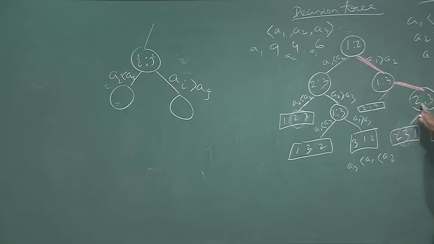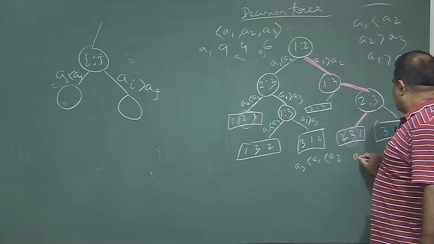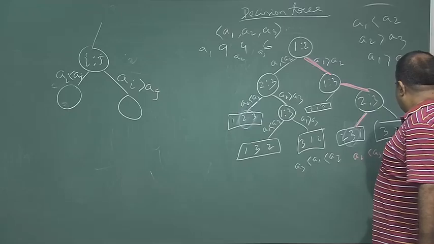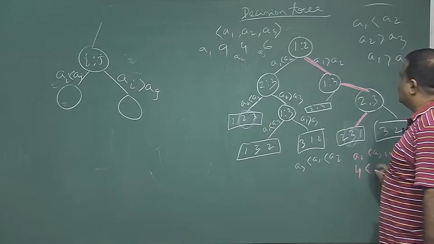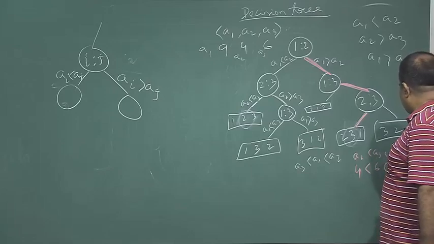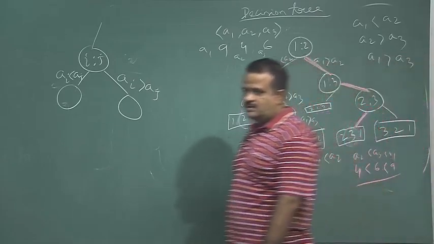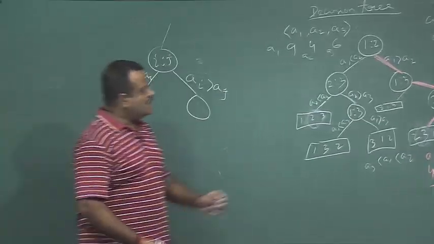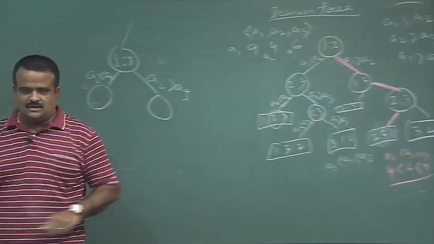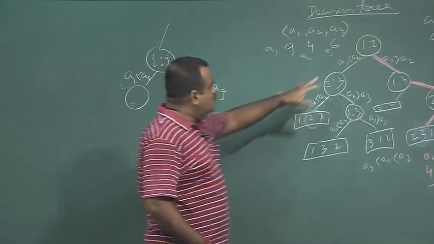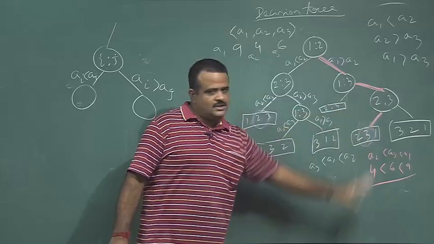And here we compare A2 and A3. A2 is 4, A3 is 6. So, A2 is less than A3, and we follow this path. So, we reach a decision that A2 must be less than A3 must be less than A1. A2 is 4, which is less than A3 which is 6, which is less than 9. So, this is the sorted one. We reach a decision by following this path. All the leaves are the decisions. So, for any input, we follow a path like this.